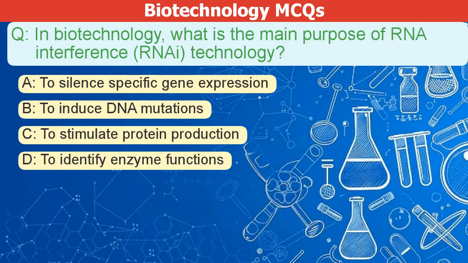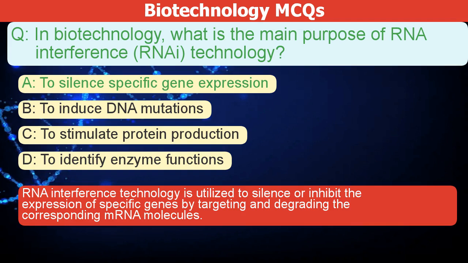In biotechnology, what is the main purpose of RNA interference (RNAi) technology? A. To silence specific gene expression. B. To induce DNA mutations. C. To stimulate protein production. D. To identify enzyme functions. The correct answer is A. RNA interference technology is utilized to silence or inhibit the expression of specific genes by targeting and degrading the corresponding mRNA molecules.